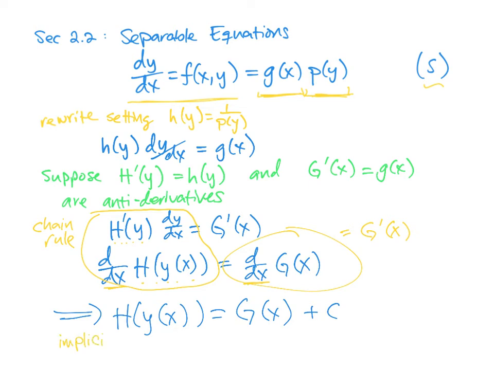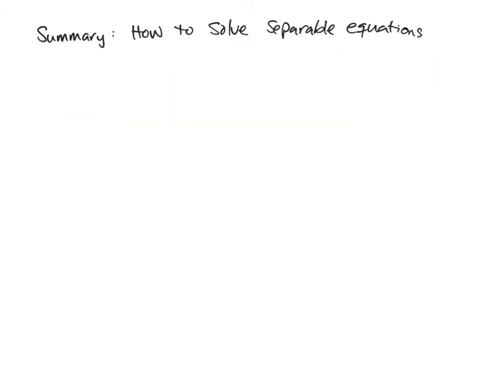This gives us an implicit solution for what we're looking for, which is y of x. And maybe, if we're lucky, depending on what this thing looks like, we can solve for y of x. It would just depend on the problem. We'll see when we do examples.